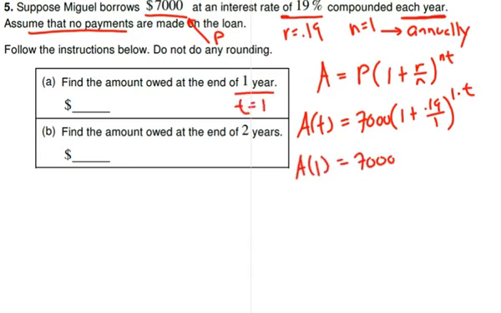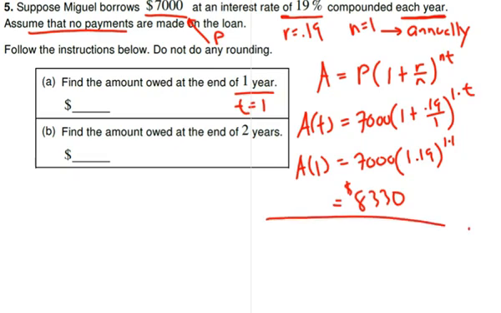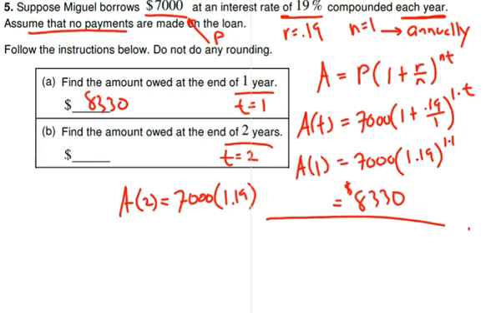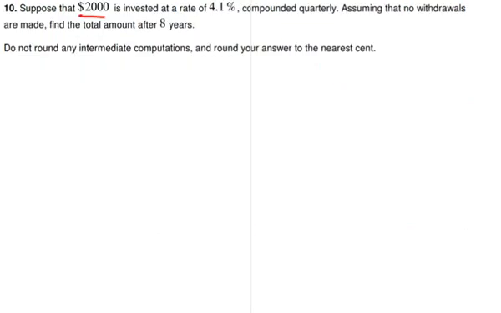t equals 1 means plug in 1, so we have 1.19 to the 1. That's going to give us 8330. And then at the end of 2 years, that's just 2. So we plug in 2. So very similar to those previous problems. The only difference is here we have to create that formula, or sort of fill it in ourselves, and then plug in the 2 value. And you see we get 9912.70. Okay.